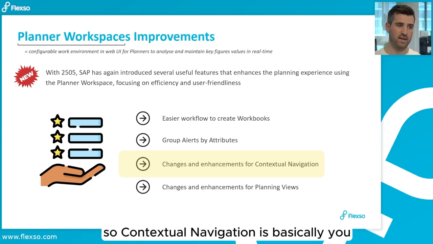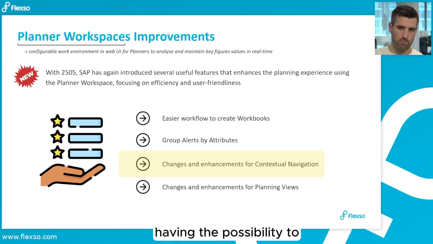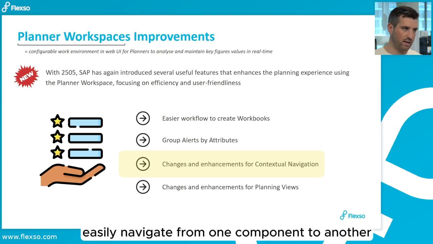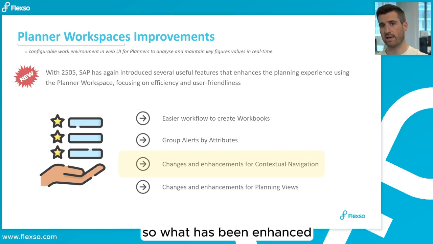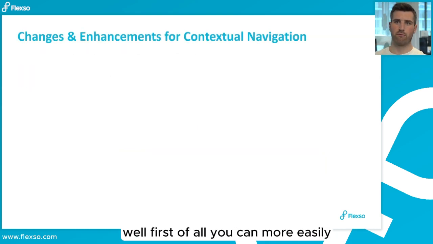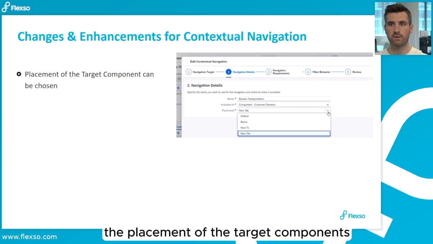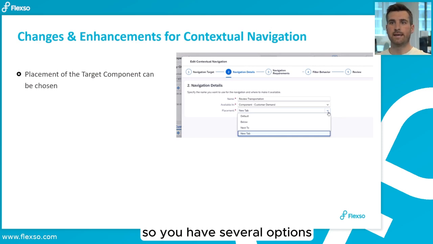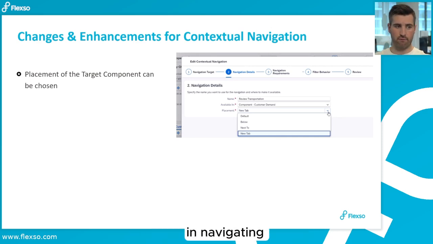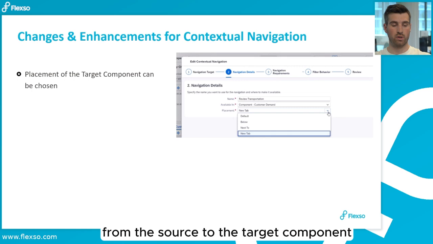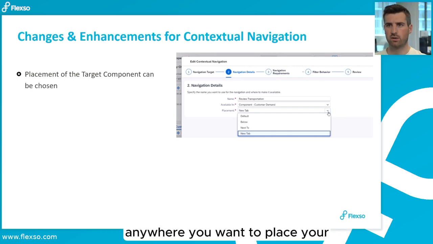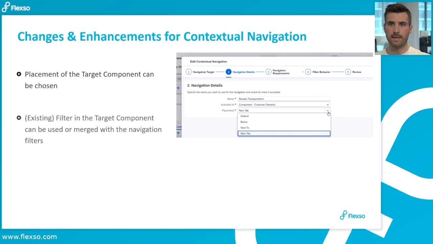Contextual navigation is basically you having the possibility to easily navigate from one component to another. So what has been enhanced? Well, first of all, you can more freely choose the placement of the target component. So you have several options when navigating from the source to the target component, regarding where you want to place your target component.